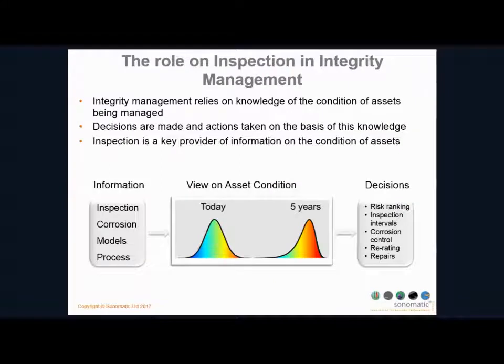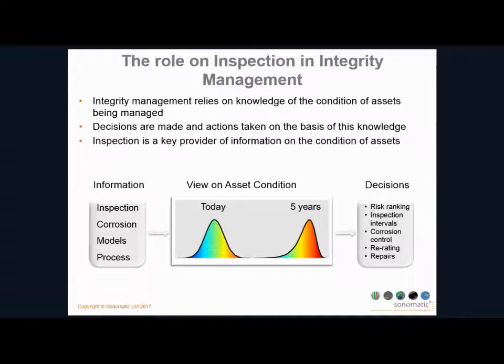So a starting point is looking at the role of inspection and integrity management. Obviously integrity management relies on knowledge of the condition of assets being managed. Decisions are made on the back of that knowledge, and the level of knowledge affects the effectiveness of those decisions. Inspection is obviously a key provider of information on the condition of assets on which you're going to base decisions.